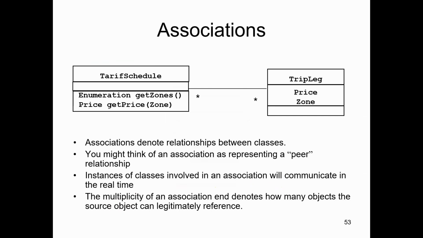So the association is the most often used relationship, used to describe the peer relationship of two classes, and the instances of these two classes involved in an association will communicate in real time. And how they communicate, just hold the reference. You have an instance variable, hold the reference to another class, and then you can call the method in that class. Basically, that's how it happens in the implementation.